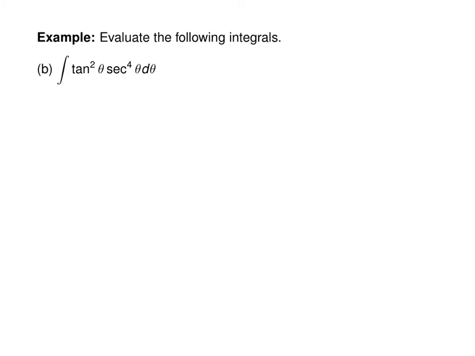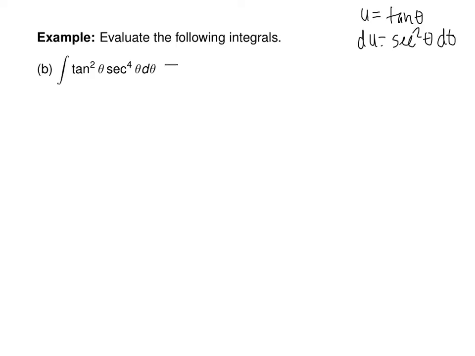Next we have tangent squared secant to the 4th theta. So if you're going to let u equal tangent, you have to save a secant squared and turn the rest of the secants into tangents, and you can do that here because the power on secant is even. So let's let u equal tangent of theta. And then du will equal secant squared theta d theta.